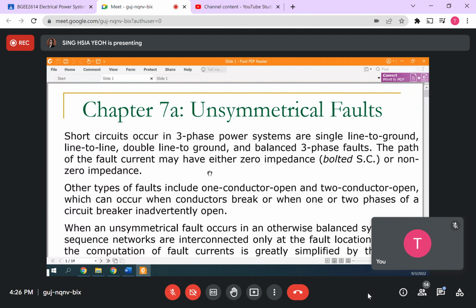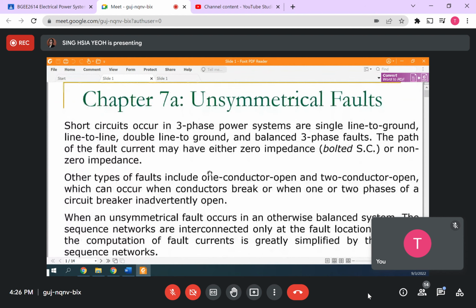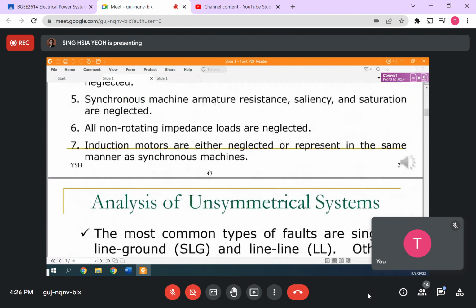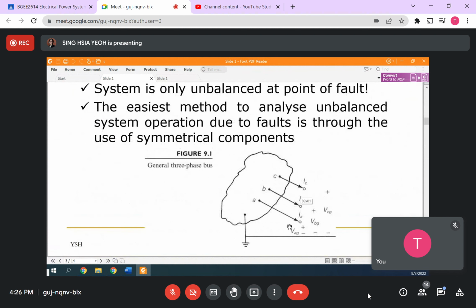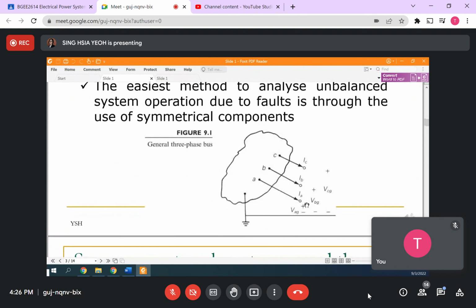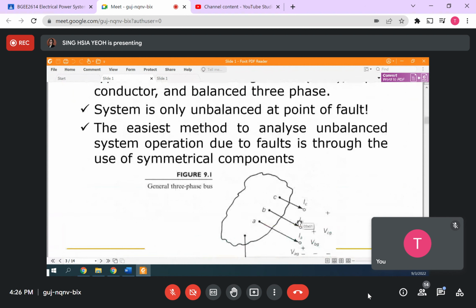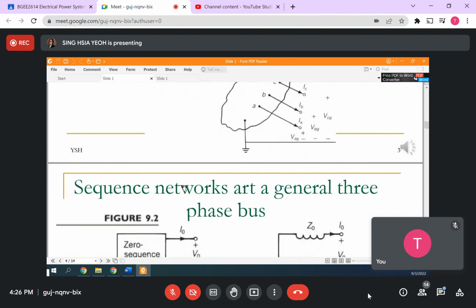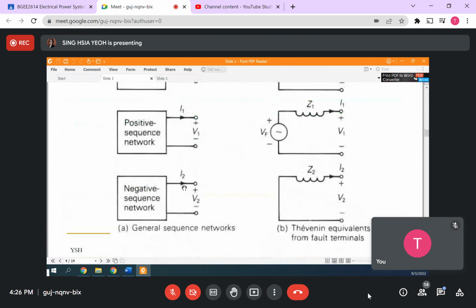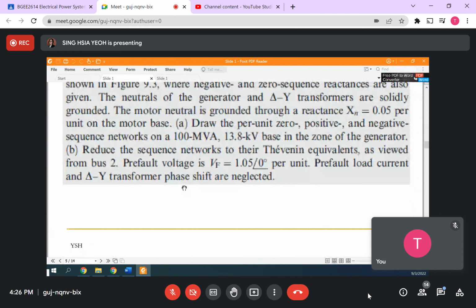Okay, let's look at unsymmetrical faults. An unsymmetrical fault is basically, you have 3 phases, right? That means not all the 3 phases are shorted together. It can be 2 phases shorted together or 1 phase shorted to ground. So you have different conditions. This is not very important.